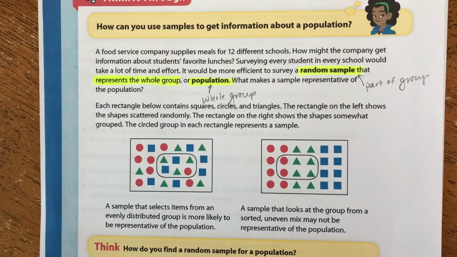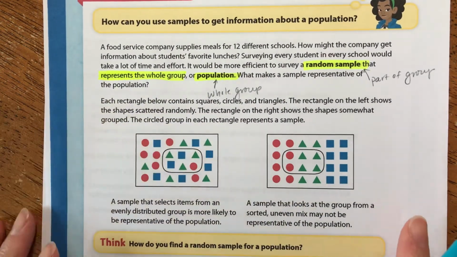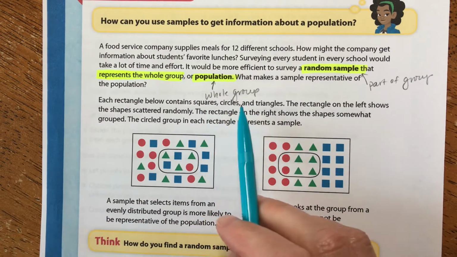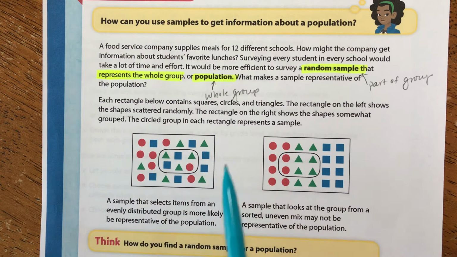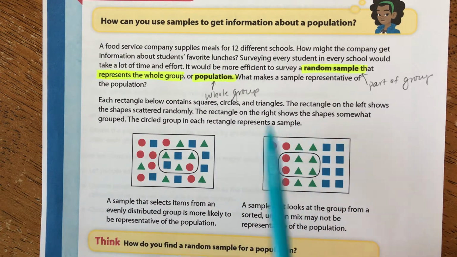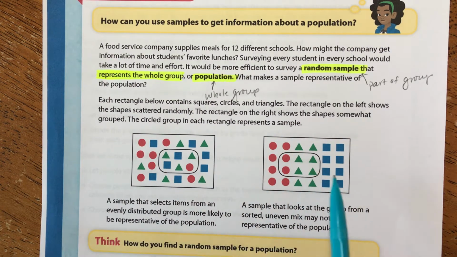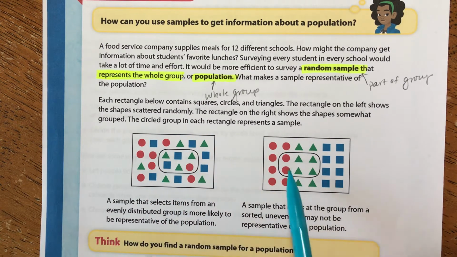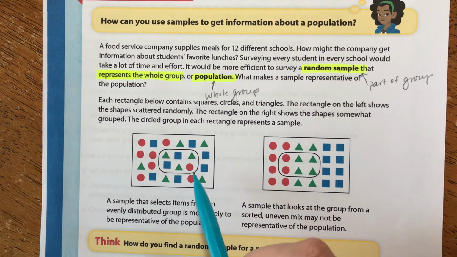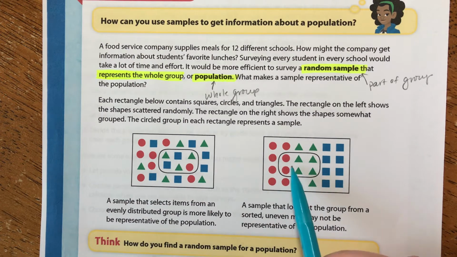Each rectangle below contains circles, squares, circles, and triangles. The rectangle on the left shows that they are scattered randomly. The rectangle on the right shows them somewhat grouped, right? They're grouped. The circle in each rectangle represents the sample. So here's a sample and here's a sample. Well, if I look at this sample, I see some triangles, I see some squares, and a circle. If I look at this one, I don't see any squares. So which one of these do you think is random?